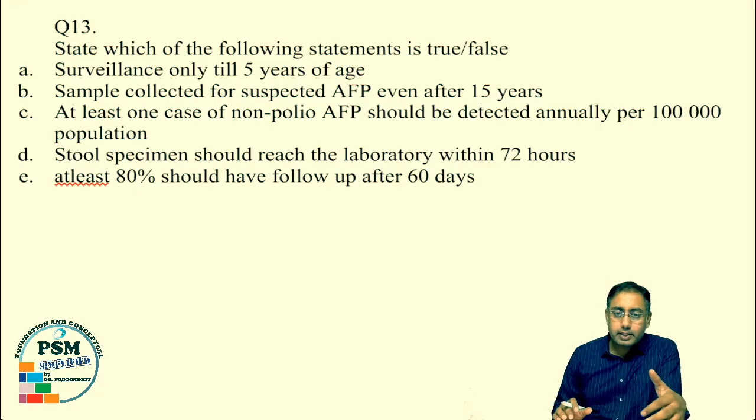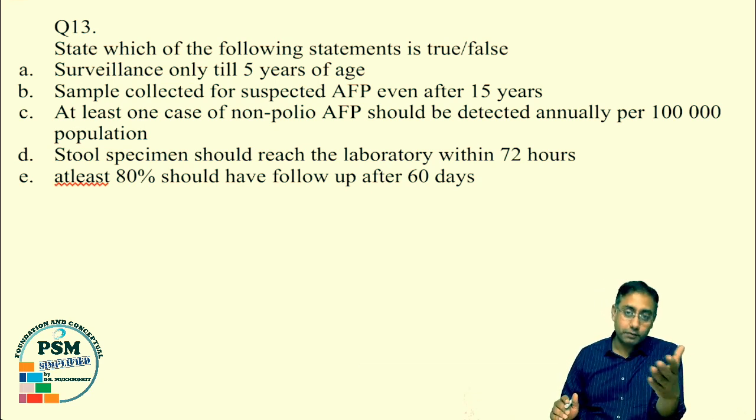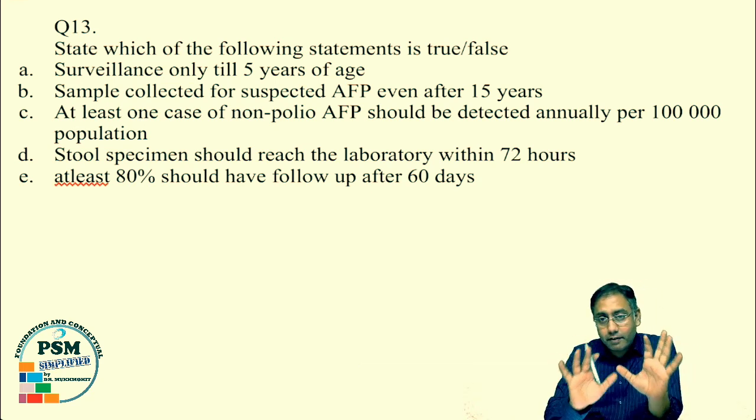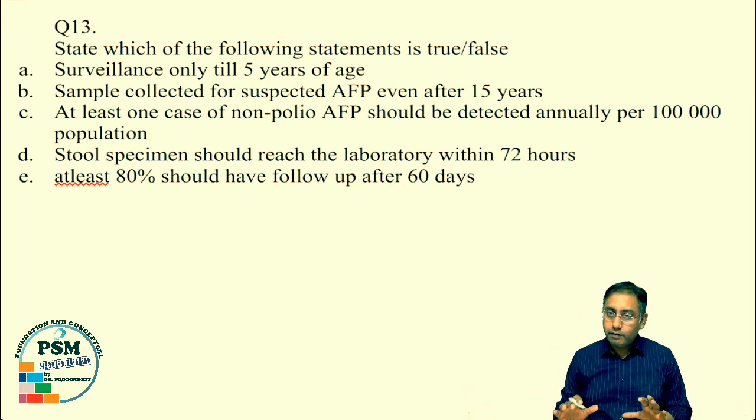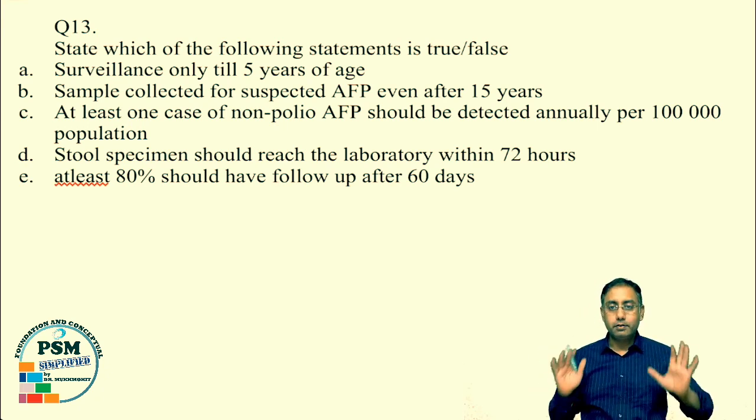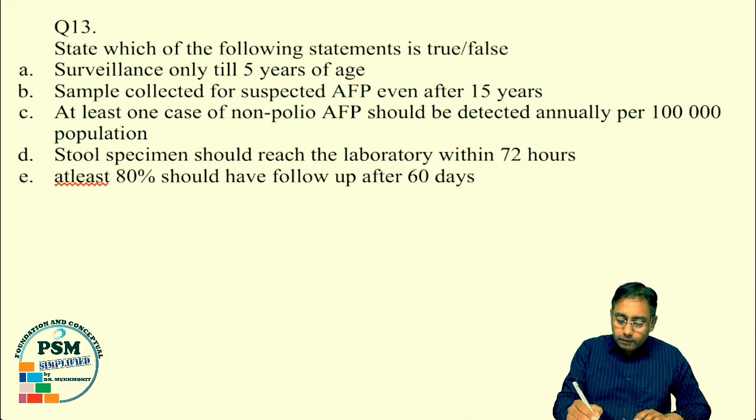So let's come to the next MCQ, question 13. State which of the following statements are true and false for AFP surveillance. Surveillance only till 5 years of age. Of course, that's a wrong option. It's not done till 5 years, it is done till 15 years. Any child who is under 15 years, we will do the AFP surveillance. So surveillance done till 5 years of age is a false option. It is till 15 years of age.